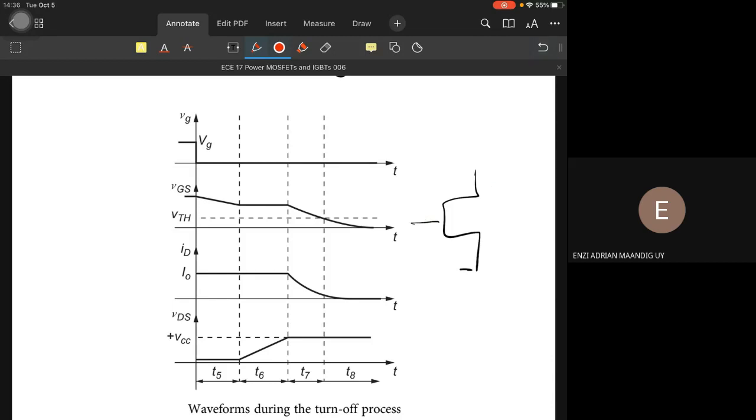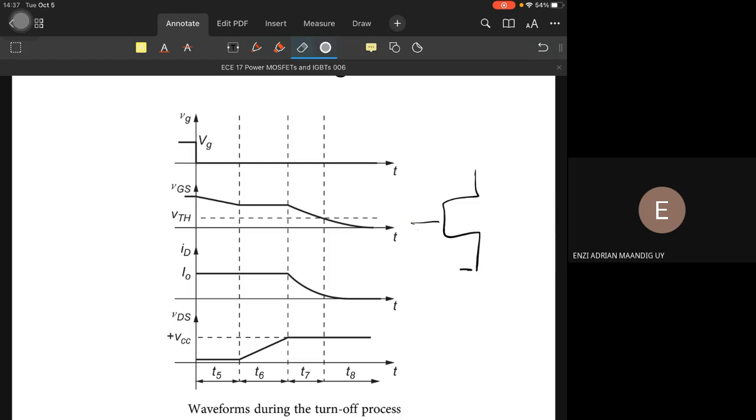Nganong 0 man, if 0 dire, yeah, of course, 0 na siya dire. Kaya off man ang atong MOSFET. So if off si MOSFET, wala current po flow. Sakto. No?